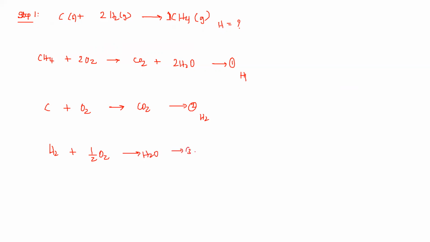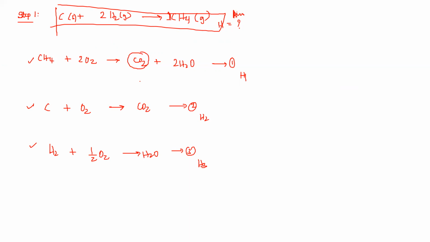This is our third equation, H3. All right. So now we have to obtain our aim equation. This is our aim equation. We have to obtain the aim equation using the constituent equations. So we have to eliminate CO2 and water.